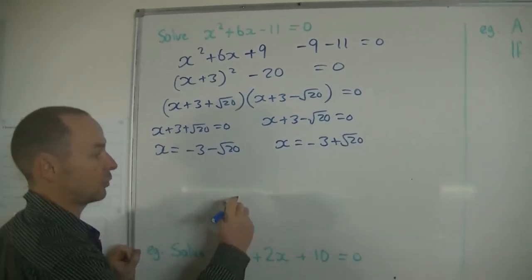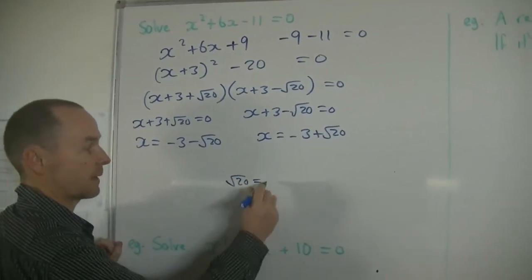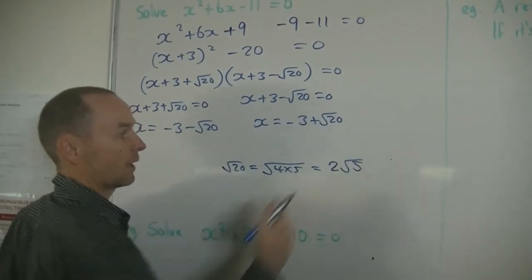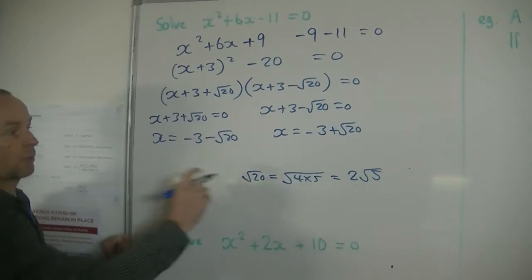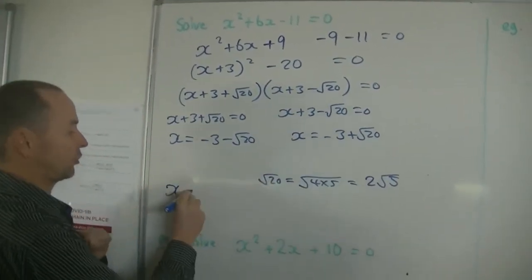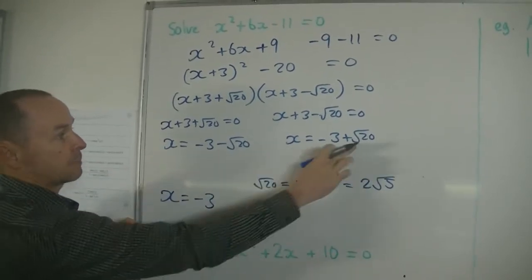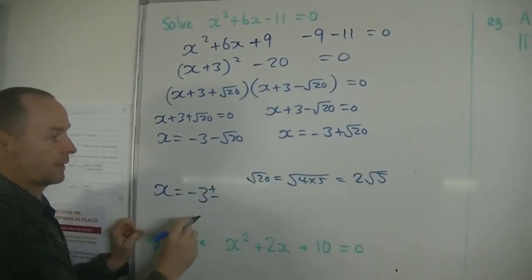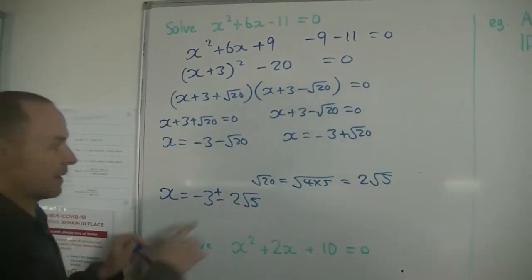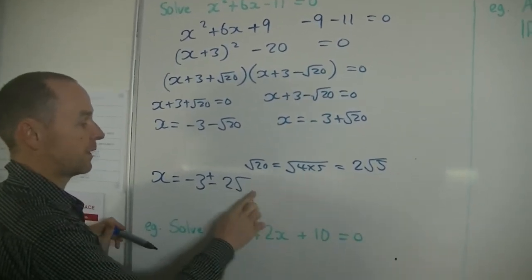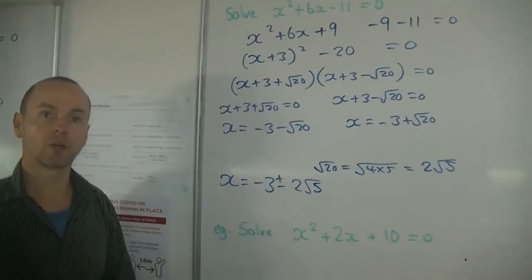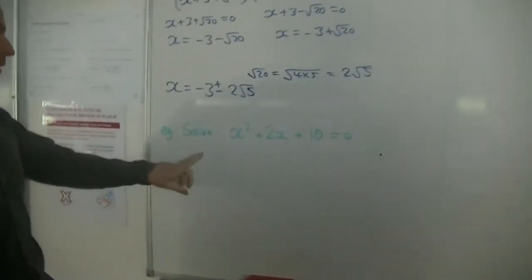So if you remember, I'll just do it here, root 20 is the same as root 4 times 5, so that would mean it's 2 root 5. So we can simplify root 20 as 2 root 5. And I'm going to put both solutions, as I just showed you, negative 3 plus or minus root 20, so I'll do it like that, negative 3 plus or minus 2 root 5. So if it said simplify your answer, you should simplify the surd. And there's our answer, everyone. Great job. Alright, let's do another one.